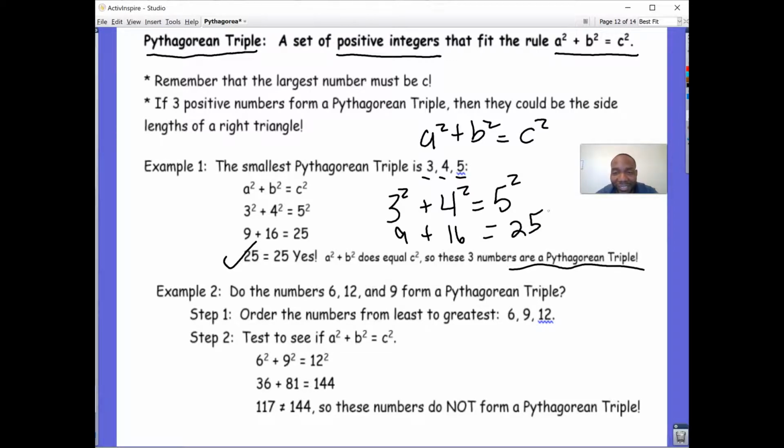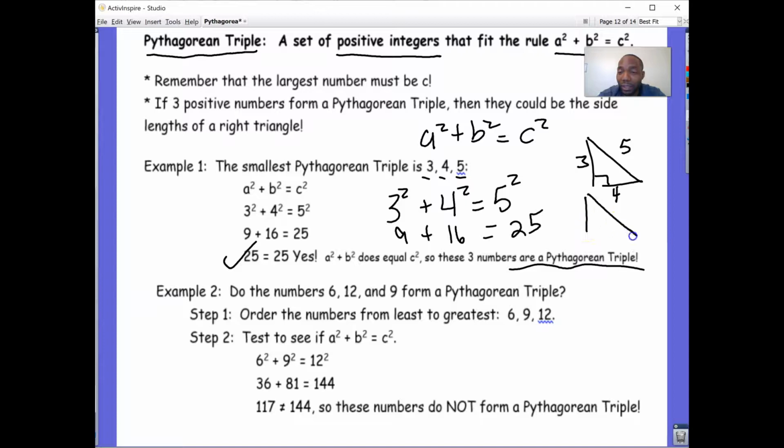Okay, example number 2. Do the numbers 6, 12, and 9 form a Pythagorean triple? Go back, Mr. O'Neill. So what does this mean? That means that 3, 4, and 5 are sides of a right triangle where 3 and 4 are the legs and 5 is the hypotenuse. That is what it means. Okay.